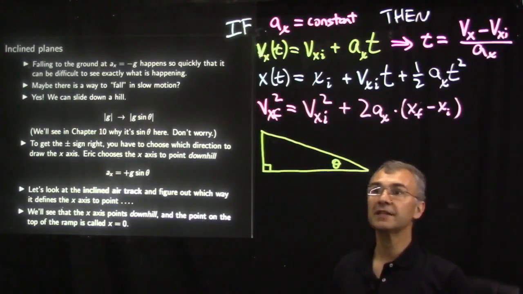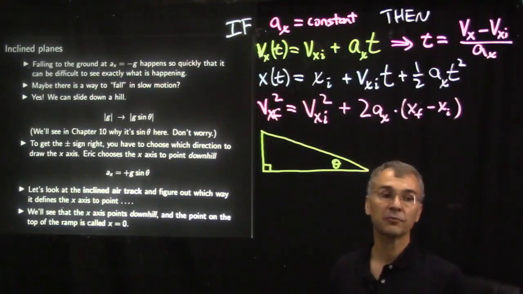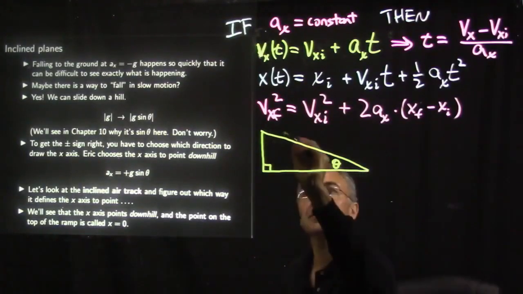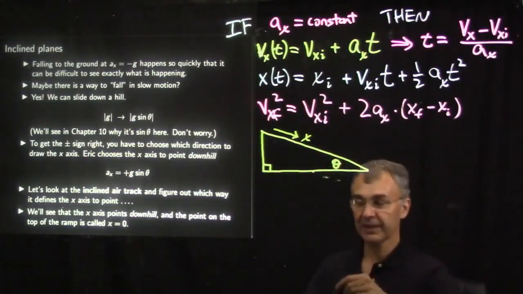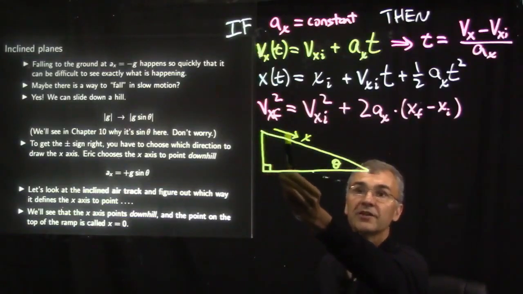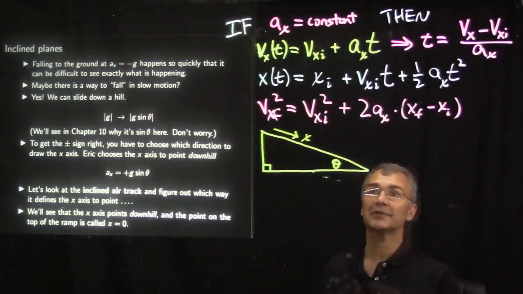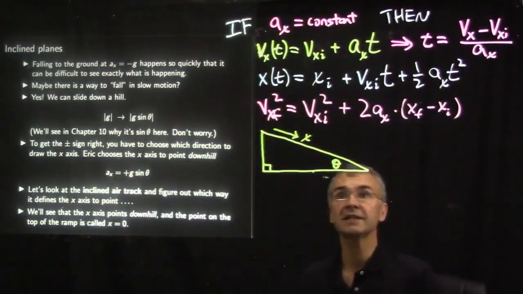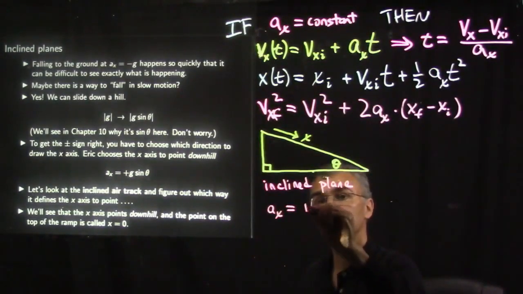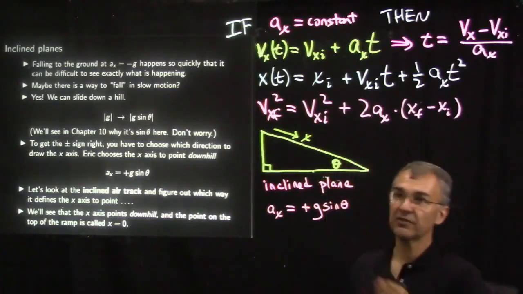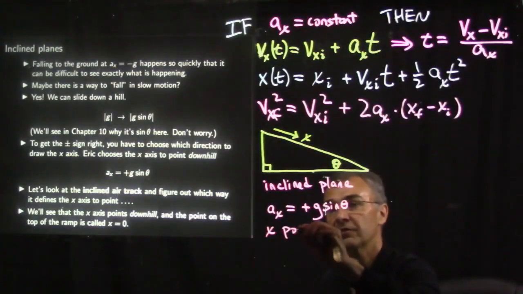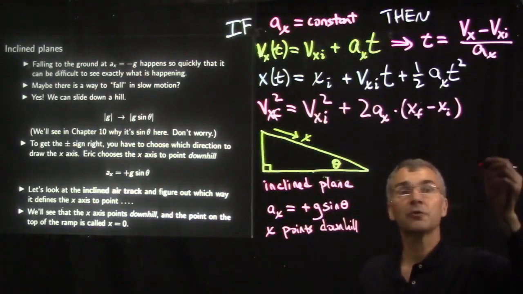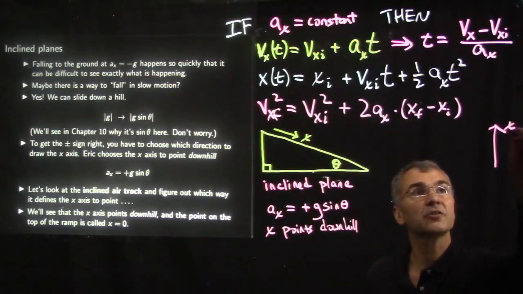If we have an inclined plane whose angle with respect to the horizontal is theta, in Mazur's convention we define the x-axis to point downhill. So x equals 0 is at the top of the hill, and x gets bigger and bigger as you go down the hill. So on an inclined plane we have a sub x equals plus g sine theta. It makes sense that it's plus because you know the object is going to accelerate downhill, and we have x pointing downhill. And by contrast with free fall, we have x pointing up.